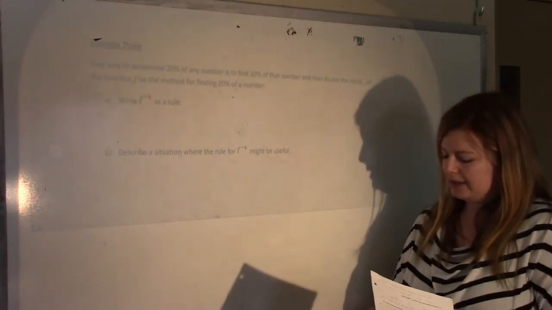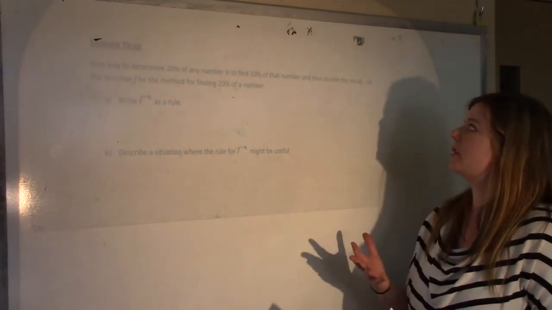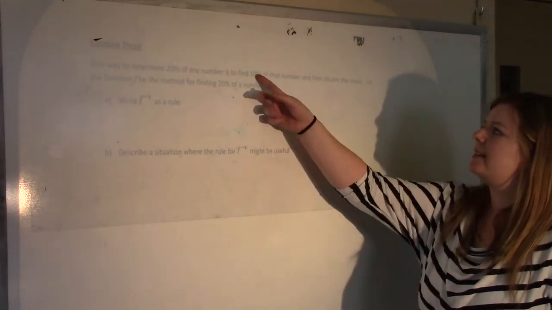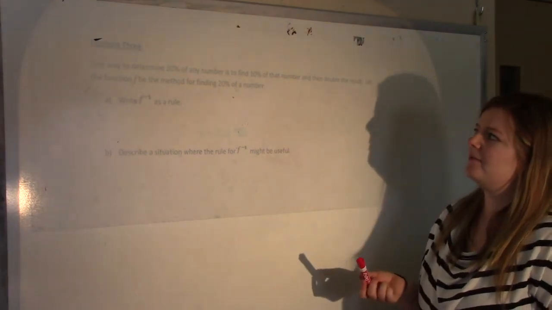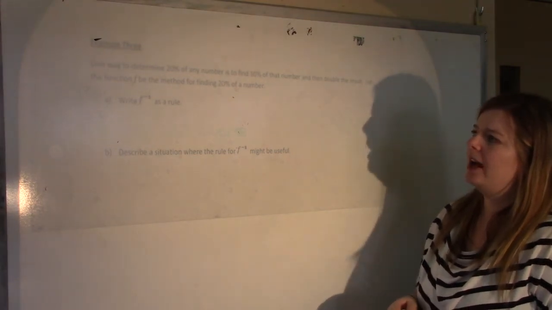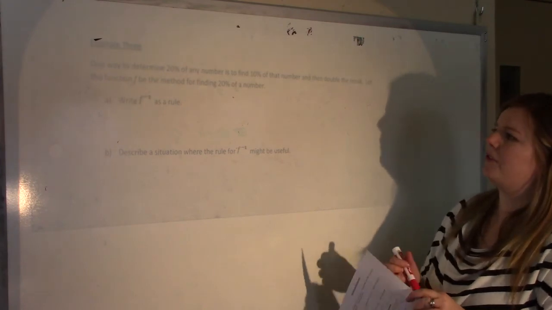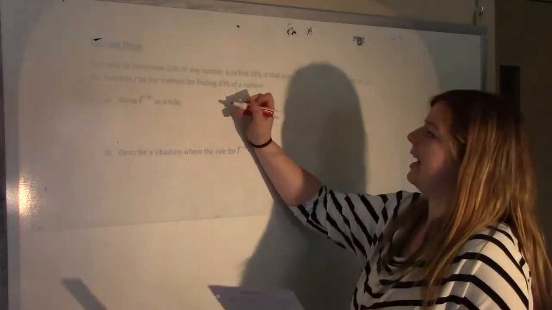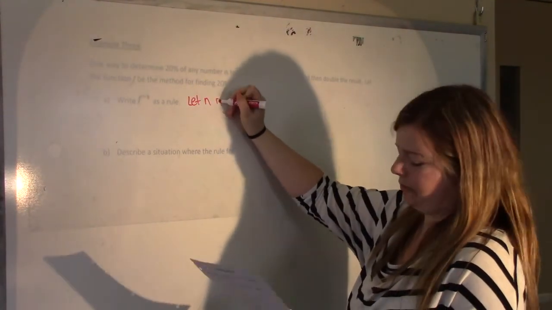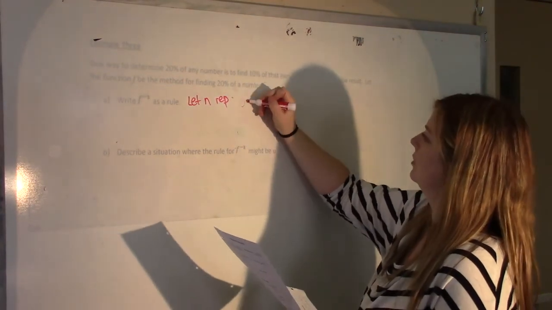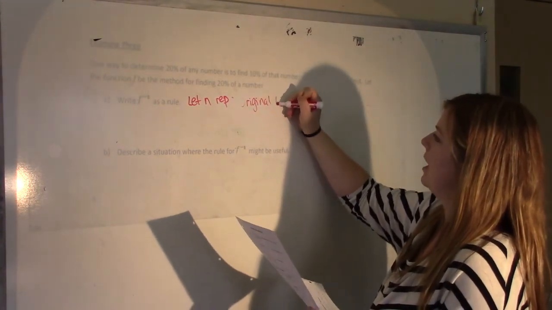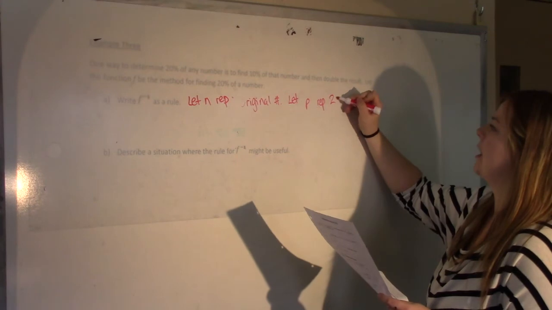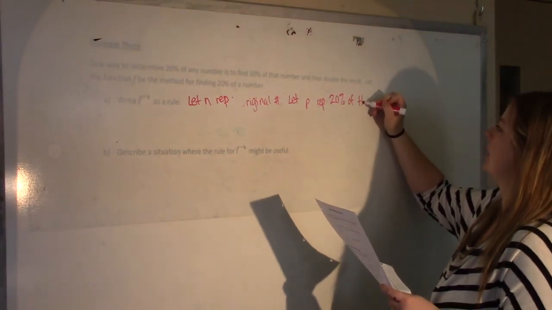Finally, we have this more realistic example, but it's still just a simple linear function. So if you want to find 20% of a number, one way is to find 10% of that number and then double that result. So find 10% and then just double it. So let the function f be the method for finding 20% of a number. So let's say let n represent the original number, and let's say let p represent what 20% of that number is.